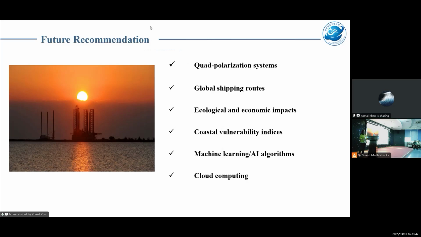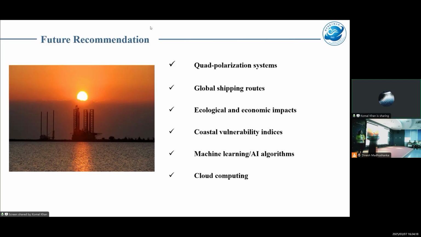Future recommendation: I just used VV polarization for my study, but you can use a quad polarization or dual polarization system to make it more accurate, maybe if you are taking some other part of the world. And number two, this method should be replicated with the global shipping routes, so we can check the risk of oil spill along those global shipping routes.